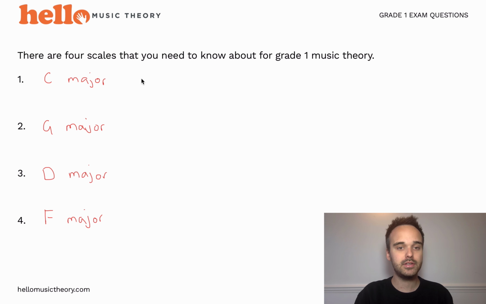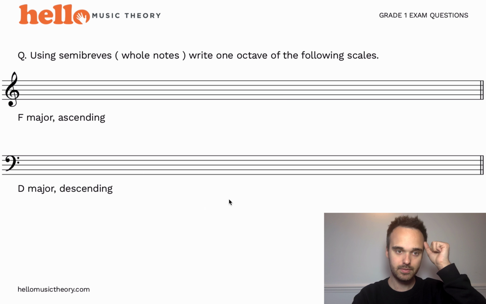So C major has 0 sharps or flats in its key signature, so we don't need to worry too much about that one. G major has 1 sharp in its key signature, and the note that's sharpened is F. Whenever you see a G major scale, you need to make sure that the F is a sharp. D major has 2 sharps, and those are F sharp again, and C sharp. And lastly, F major doesn't have a sharp, it has 1 flat in its key signature, and that note is B flat. So we're going to keep that in mind as we answer the next questions.